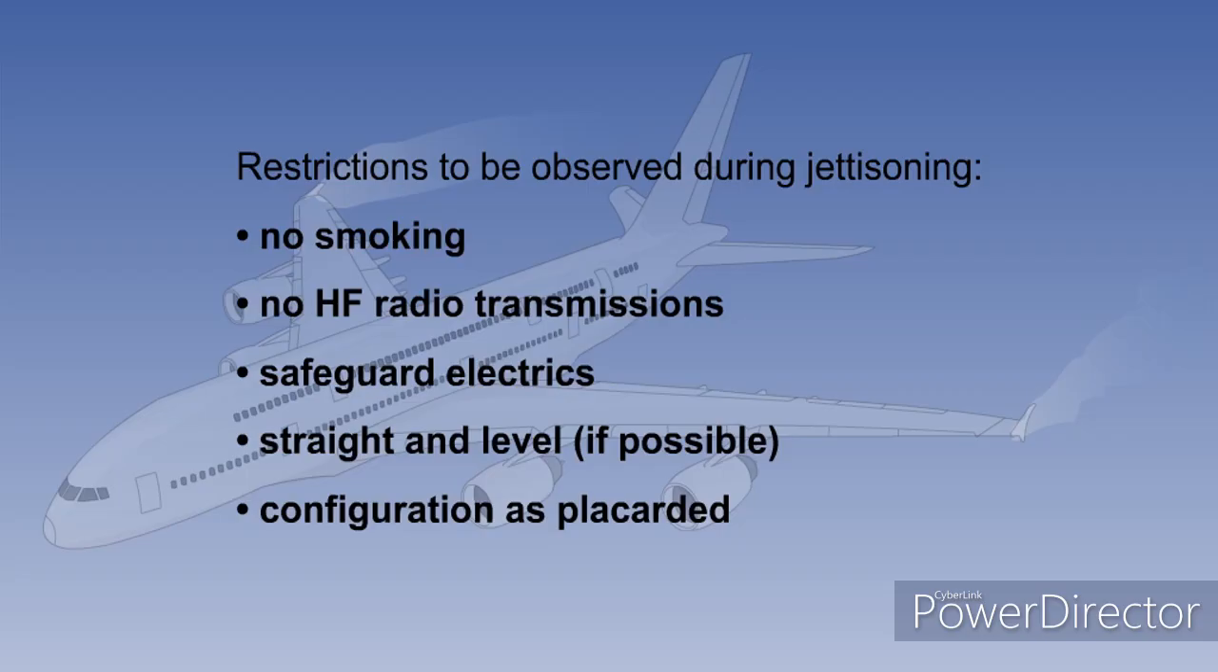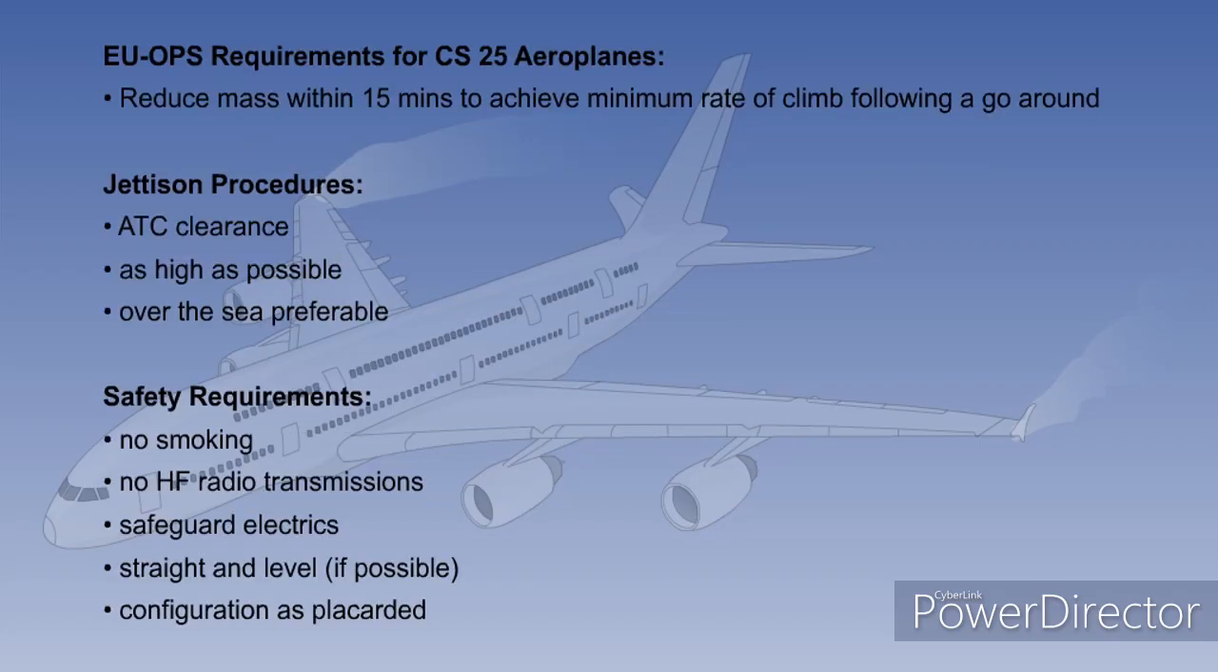During jettison at straight and level flight, the flow of fuel must be visibly monitored, and manoeuvres should be smooth, with the operation of flaps and slats again restricted to essential use. A placard will indicate if the use of flaps and slats will affect jettisoning. Once the jettison is complete, ATC should be informed. In this lesson, we have looked at the EU OPS requirements for a jettison system and the necessary procedures and safety requirements involved.